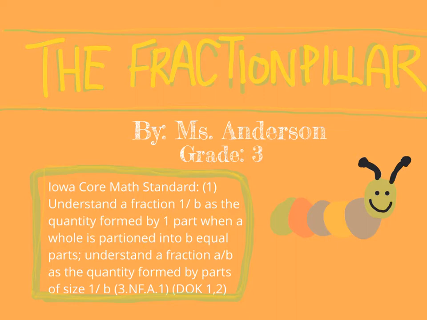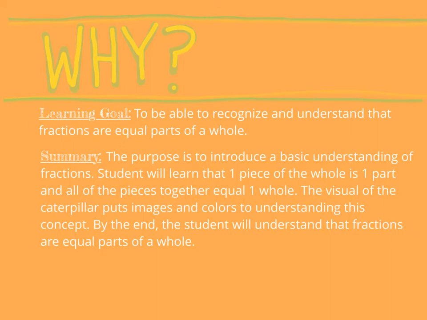We'll be covering Iowa Core Math Standard number 3.NF.A, which states that the student should be able to understand a fraction 1 over b as a quantity formed by one part, when a whole is partitioned into b equal parts, and to understand a fraction a over b as a quantity formed by a parts of size 1 over b. So today, we're wondering why we are learning this, and we're going to break it down to make it easier to understand exactly what we're talking about.